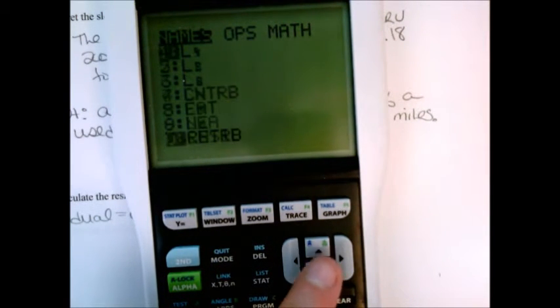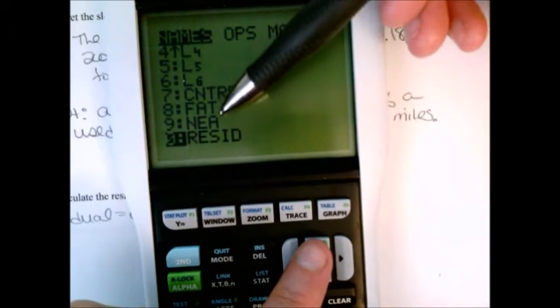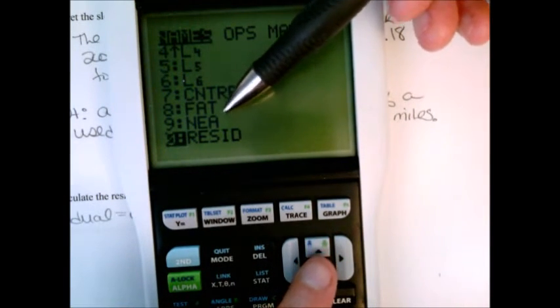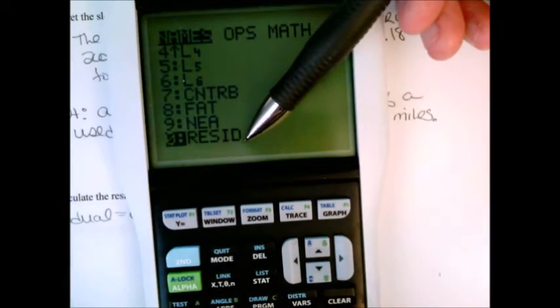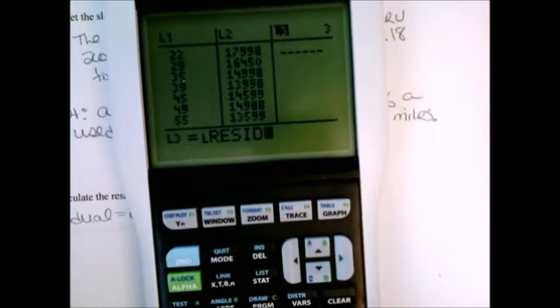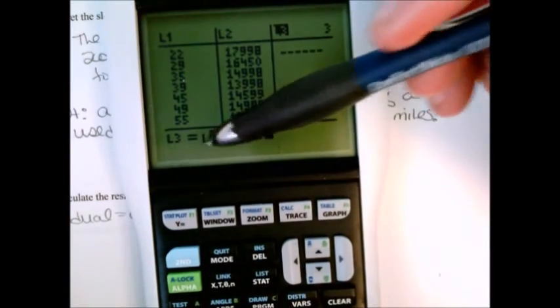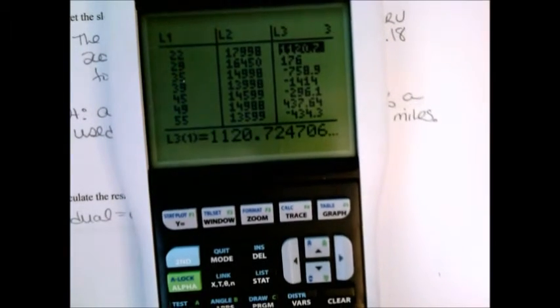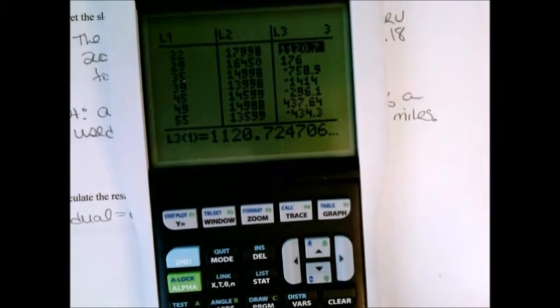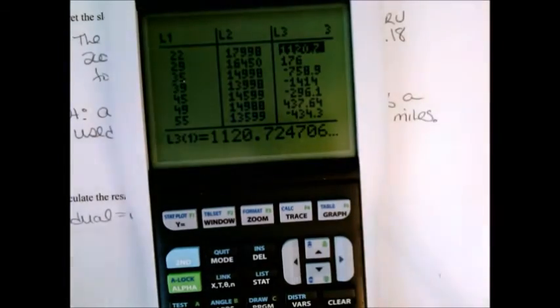L1, L2, you're going to get some. Some of you may not have anything here. I have stuff stored. That's why I have numbers here. But see where it says resid? Hit that button. Now your L3 should say L-resid. Hit enter. It's done all the pretty math for you. Did all the subtraction for you.